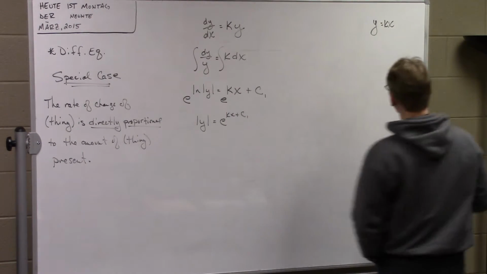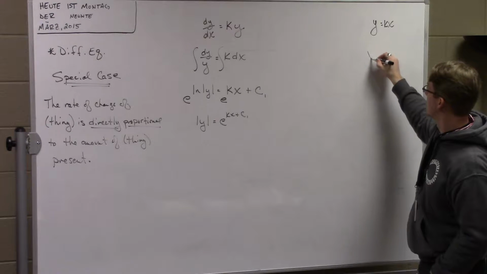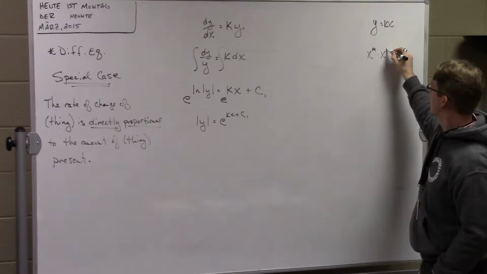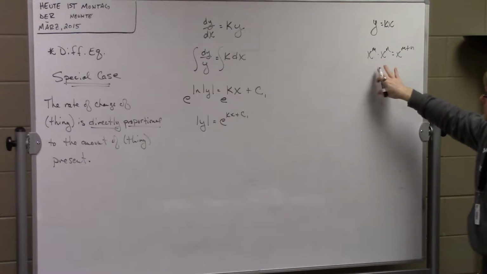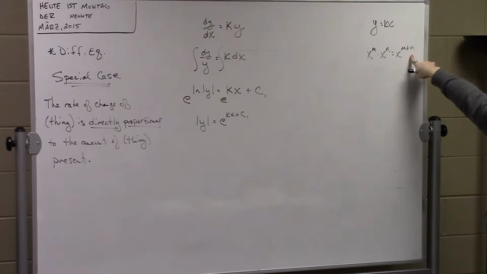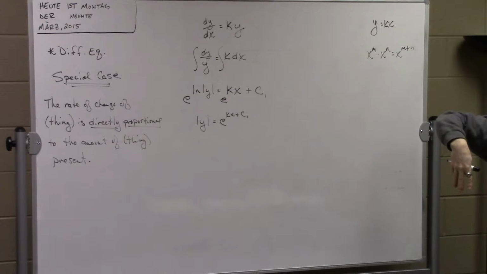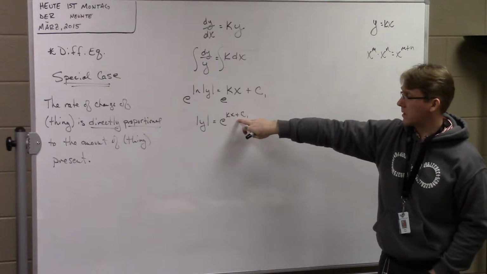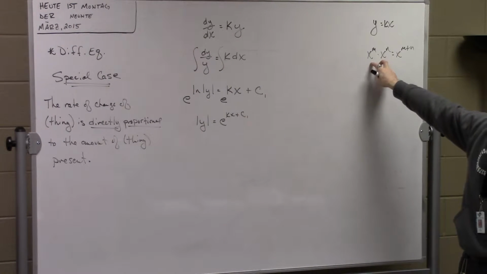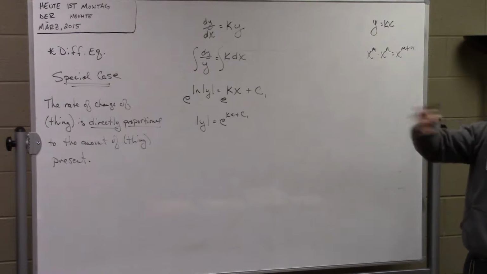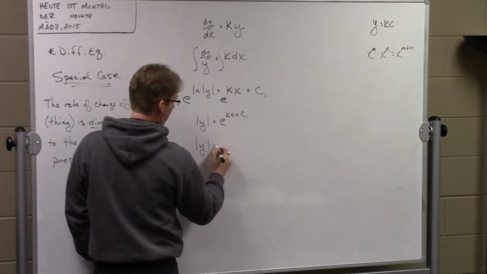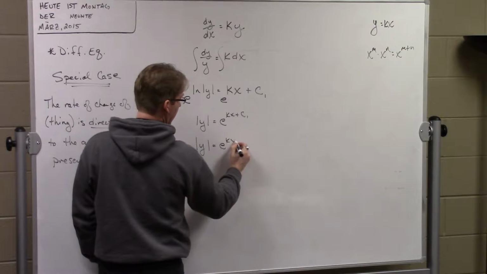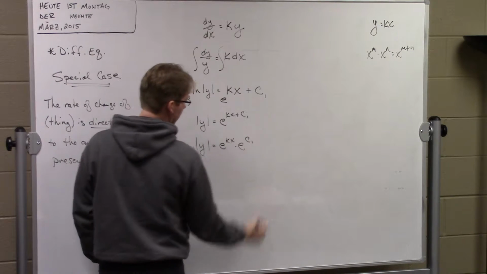All right, if you will recall from algebra 2, if you have the same base with different exponents there and you're multiplying, you add the exponents together. We're going to work in reverse. So if I was adding the exponents together, that means the original problem was 2 multiplications. Okay. So this would have been absolute value of y equals e to the kx times e to the c1.